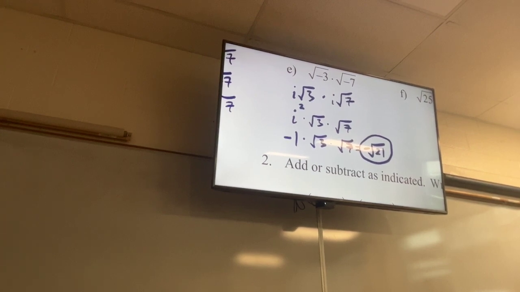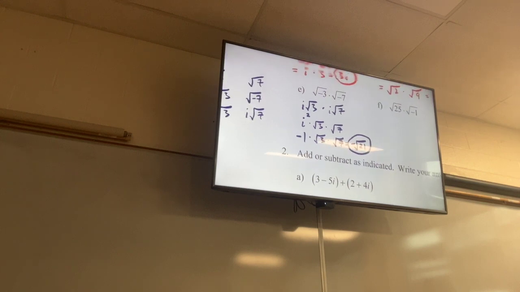Are we feeling okay about that? Yeah. Could you also put, can it just be i squared root 21? Make it negative 1. Yeah, that's a very important idea. It's a very important idea that i squared equals negative 1. So I want you guys to write that down.